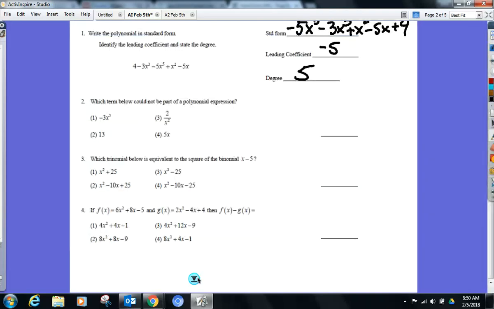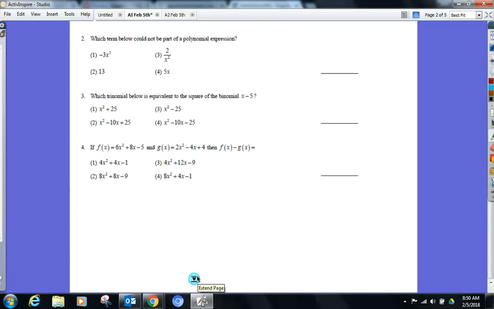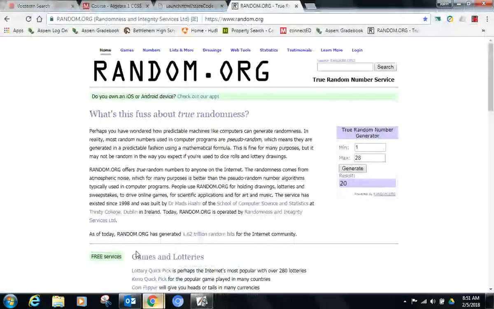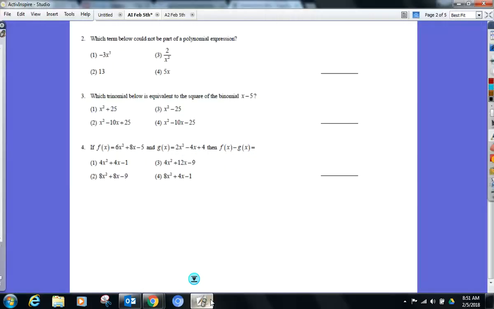Skip down to 3. Which trinomial is equivalent to the square of x minus 5? I just want to know how. I'm not going to do this problem. I just want to know how you're going to write it. Okay, how do you write the square of x minus 5? That's what I want to know. And then you guys can do it on your own in a couple minutes.